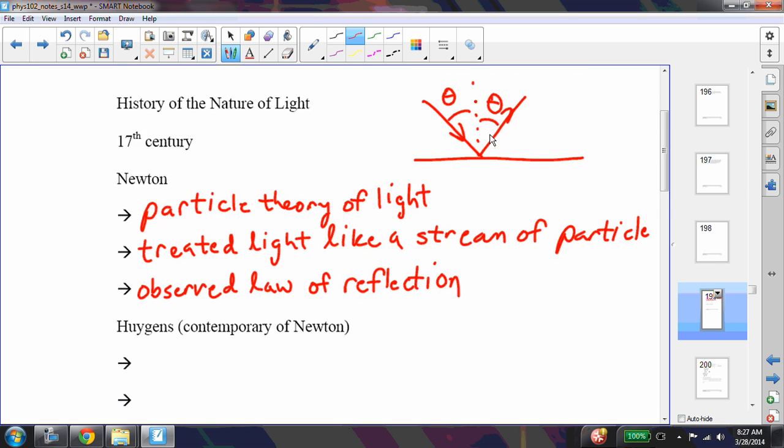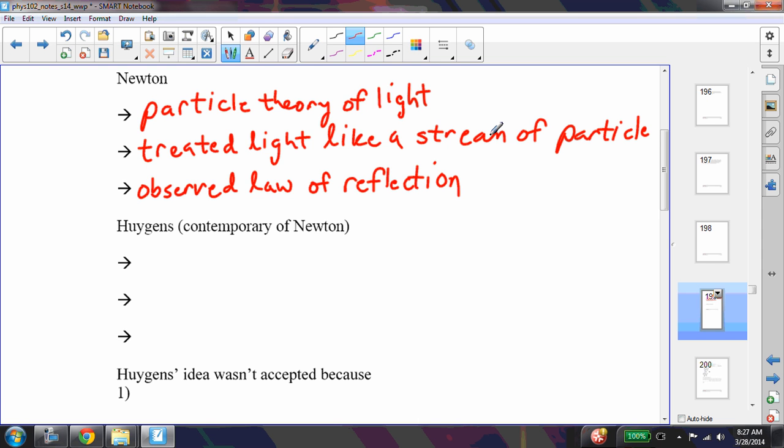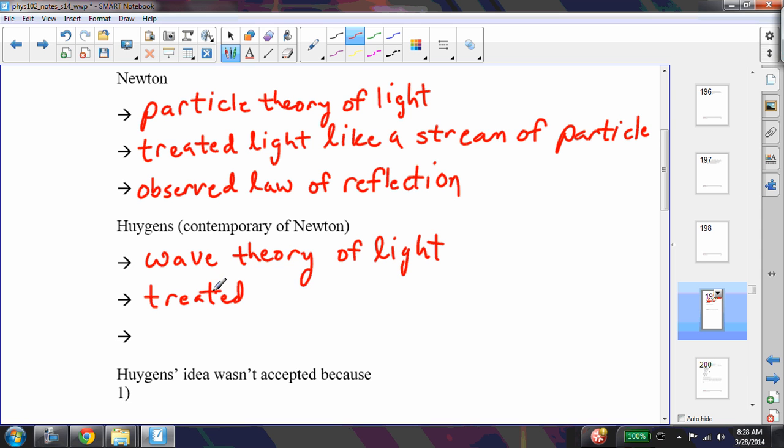Now, Huygens, on the other hand, who was a contemporary of Newton, had a wave theory of light. So he treated light like a wave. And the reason is because of refraction. He observed the refraction of light.